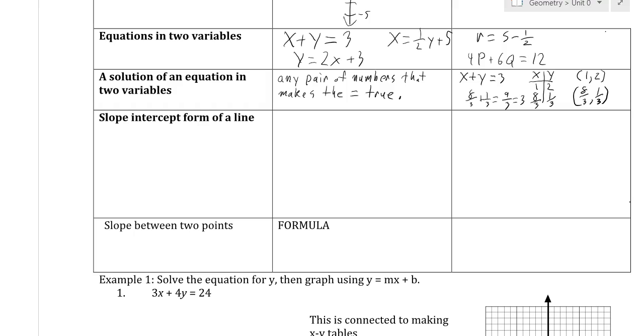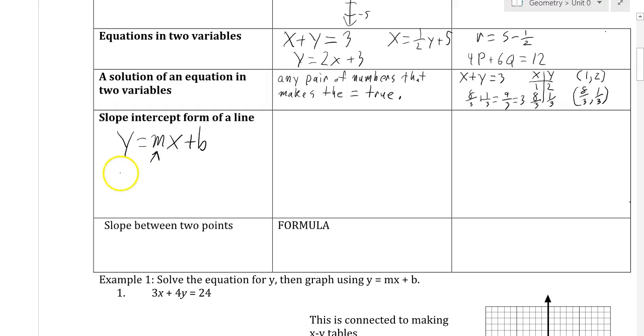So graphing turns out to be very powerful for representing what the solution set of an equation actually is. We're going to start with linear equations, lines. The slope-intercept form of a line: y equals mx plus b. Hopefully familiar from your algebra experience last year.